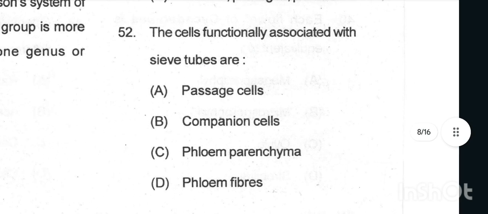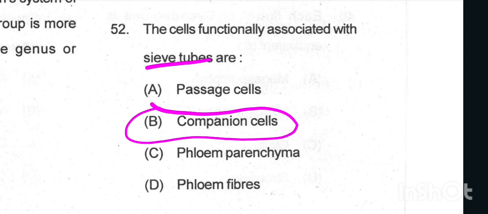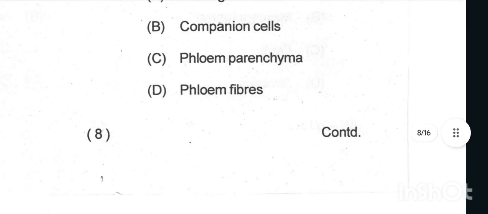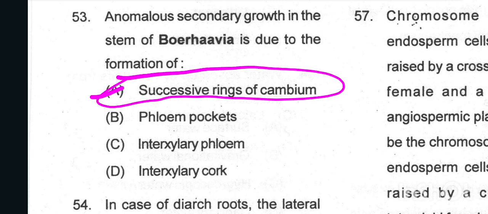Then question number 52, the cells functionally associated with sieve tubes are companion cells. Companion cells are always associated with sieve tubes. Anomalous secondary growth in the stem of Boerhavia is due to the formation of successive rings of cambium.